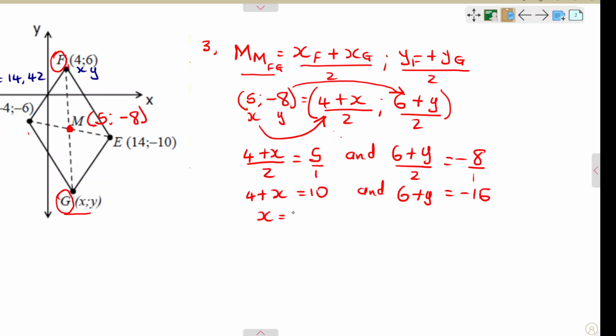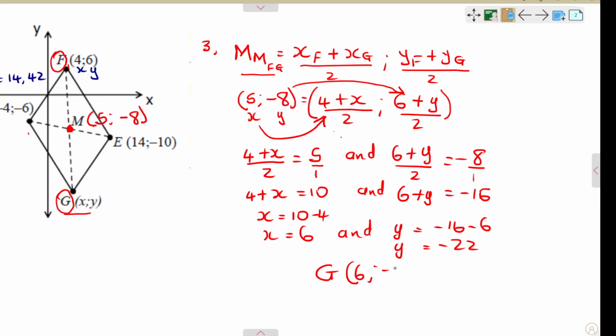Then I'm going to take the 4 to the other side. So x is equal to 10 minus 4, which means that x is equal to 6. And I'm going to take the 6 to the other side. So I'm left with y is equal to negative 16 minus 6. That is going to give you negative 22. So the x value of G is 6, and the y coordinate is negative 22. So these are the coordinates of G.